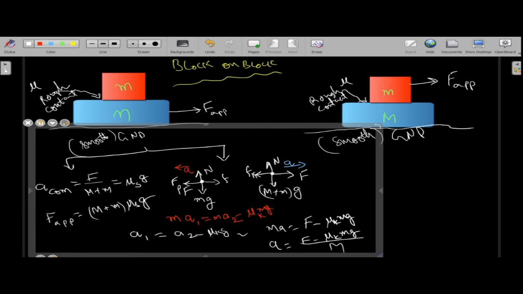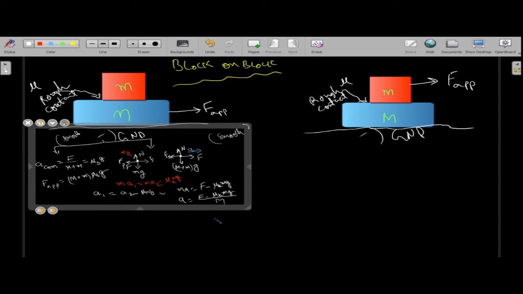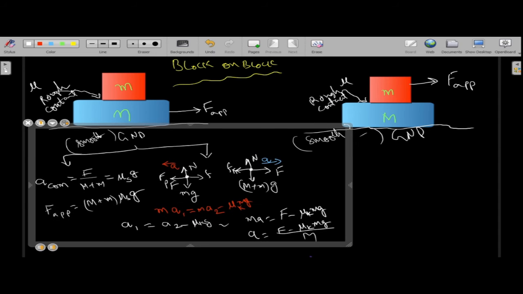Now we got this analysis for this particular case.